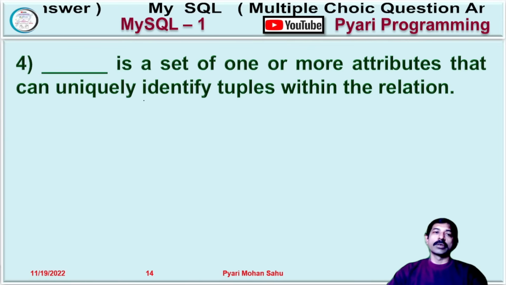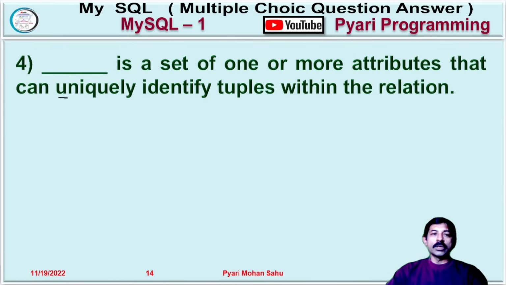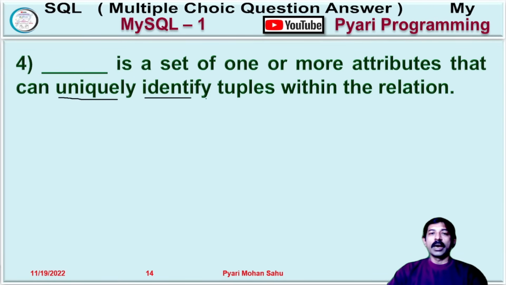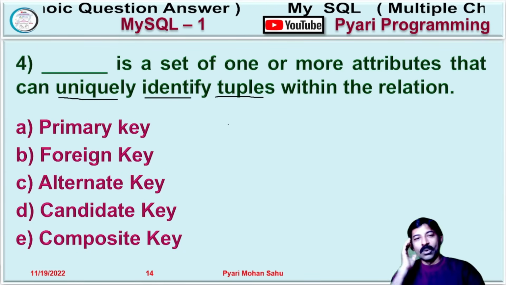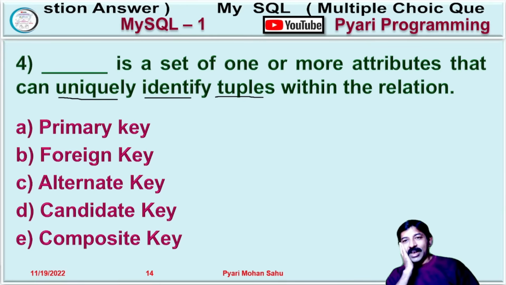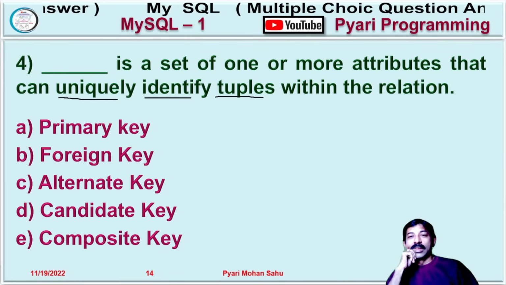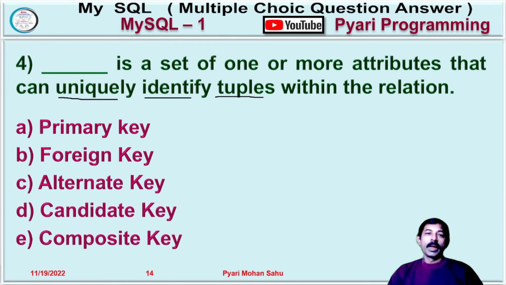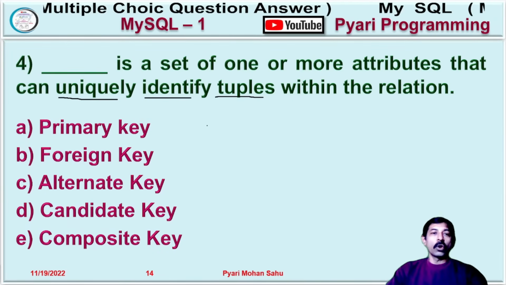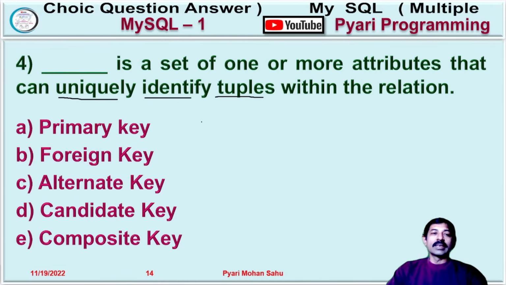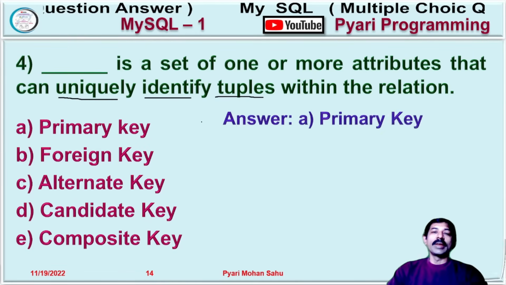Now the question says that dash is a set of one or more attributes that uniquely identify a tuple within a relation. So here the key point is uniquely identifying what? A tuple. So the options are primary key. After seeing the options, your expression will be like this. If you don't have a complete idea regarding all the keys, you may be confused, but if you are sure about the keys, then your answer will be primary key.